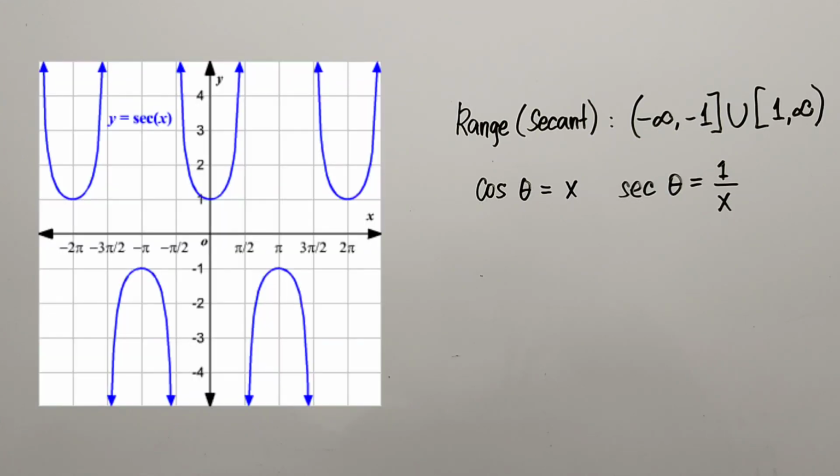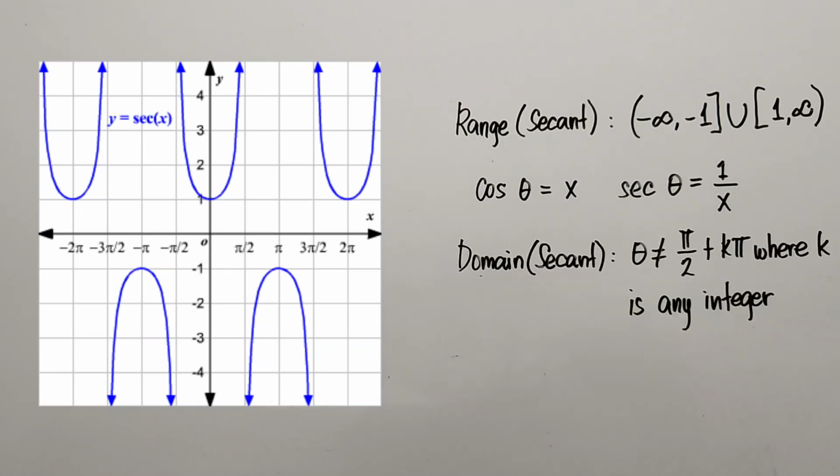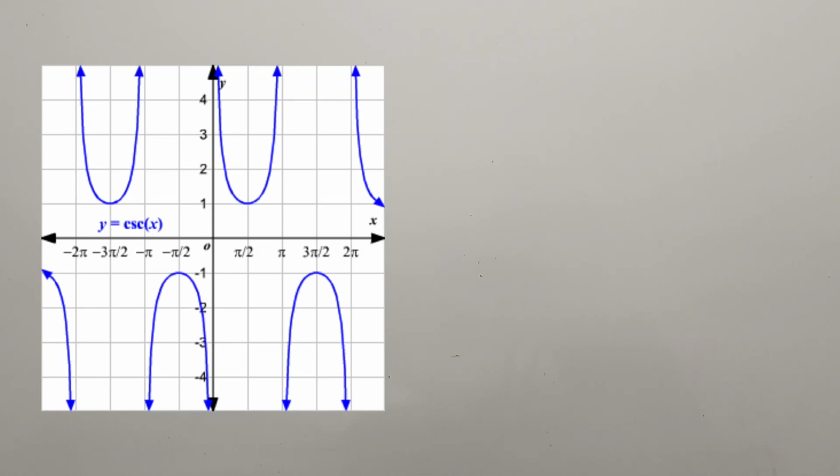Similar case with the tangent function, the domain for our second function is this. The theta should not be equal to pi over 2 plus k pi, where k is any integer. And for the last circular function, cosecant, this is its graph. The graph has almost the same figure with the graph of the second function. For the range, it behaves similarly with the second function. Therefore, the range for the cosecant function is this.